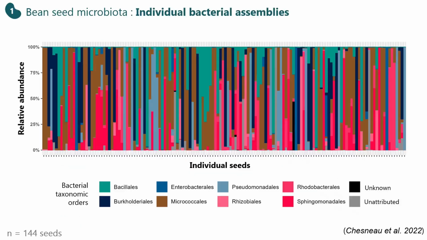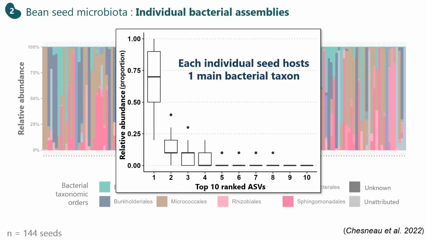In the spirit of the composition profile I showed you earlier, the study produced a bacterial community profile of 144 individual mature bean seeds. To keep it simple, in front of this intimidating wall of color, we can first simply note that bacterial communities analyzed vary very greatly between seeds. The second interesting observation we can make is that the vast majority of bean seeds hosts one principal bacterial taxon, which makes up most of the identified bacterial reads.